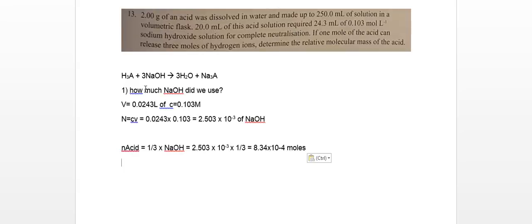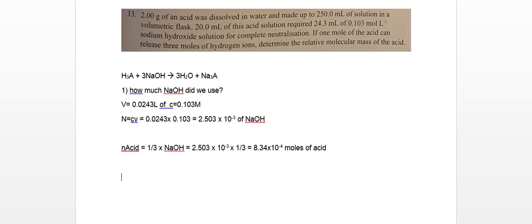So the number of moles of acid is equal to 1, which is our target, divided by 3, the thing we're comparing it to, times moles of sodium hydroxide, which is 2.503 times 10 to the minus 3, so a third times that, which is 8.34 times 10 to the minus 4 moles. So now we know the number of moles of acid that we have. Now we need to get mass.